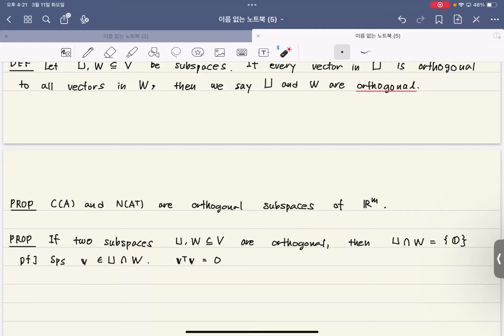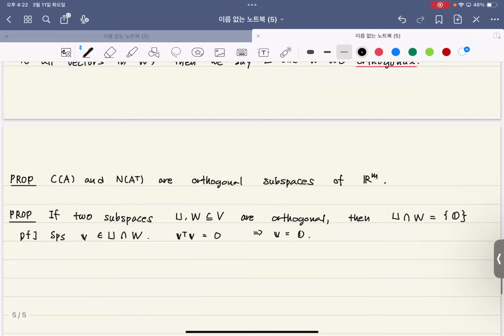And what is this? Taking the inner product of any vector with itself gives the squared magnitude, the length of the vector. And there is only one vector whose length equals zero, that is the zero vector. So v must be the zero vector. All right, very easy.